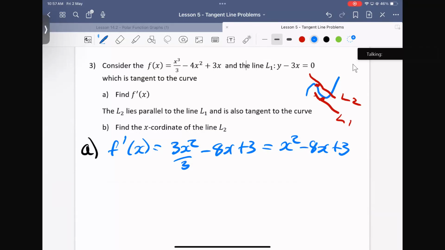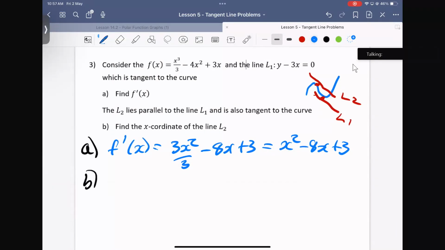Look at this line here. It's quite a simple looking line. We're told in B that y minus 3x equals 0. If you rearrange that, it tells you that y equals 3x. So that means that the gradient is equal to 3. It's giving you the information here. It says that these lines are parallel. What does that mean? Well, it means the gradient of line 2 is also going to be 3. So the gradient of both lines is going to be 3.